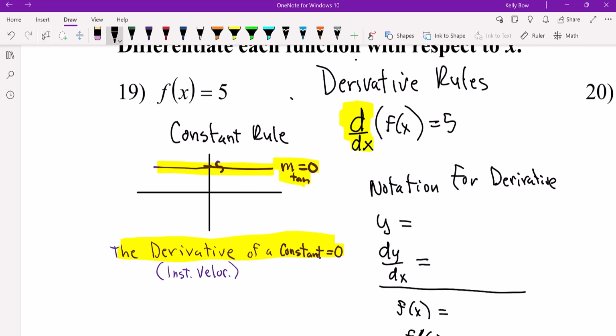So dy dx, this is a constant. So imagine there's an x to the 0 right there, because x to the 0 is 1. And the power rule says you take the exponent, bring it in front of the constant, and then take that exponent, subtract 1. Well, 0 times anything is going to be 0. So the derivative of a constant is 0 every single time.